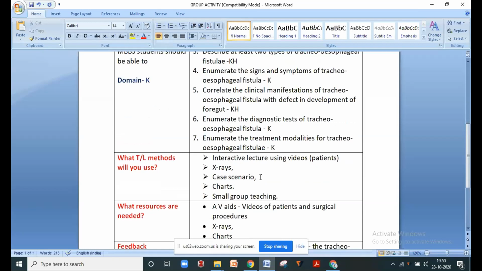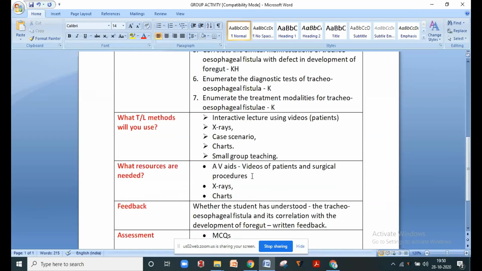To move on to the teaching learning methods. The teaching learning methods used are interactive lectures using videos of patients, x-rays, case scenarios, charts, and small group teaching. The resources needed: AV aids, videos of patients and the surgical procedures, x-rays, and charts.